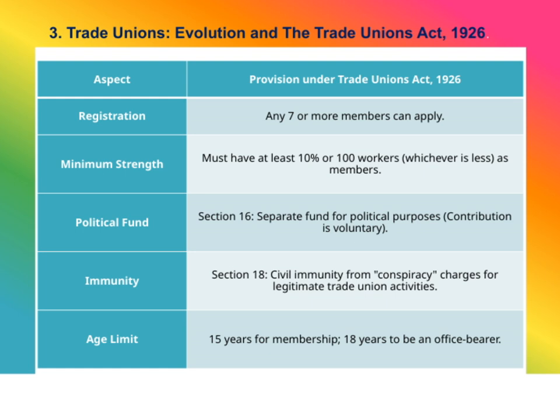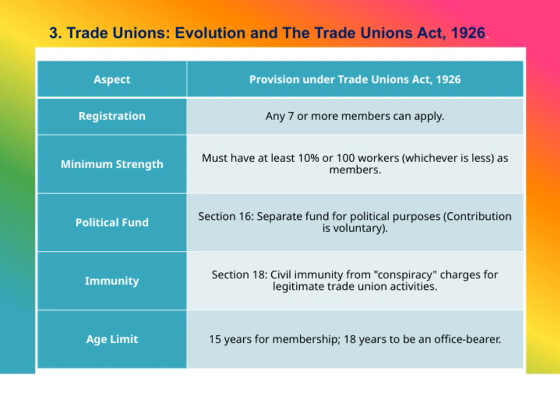Another important aspect is the political fund. Under Section 16 of the Act, unions can have a separate fund dedicated to political activities, but contributions to this fund are voluntary. This respects members' choices and maintains transparency. Regarding immunity, Section 18 provides civil immunity from conspiracy charges for trade unions engaged in legitimate activities. This legal protection is vital because it allows unions to operate and advocate without fear of unjust legal action.